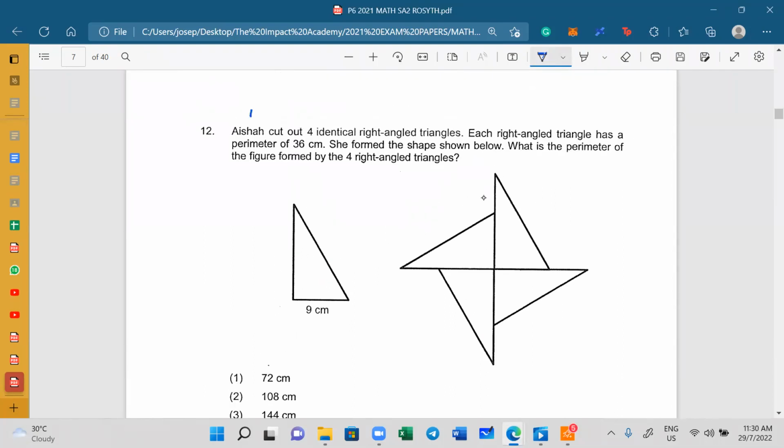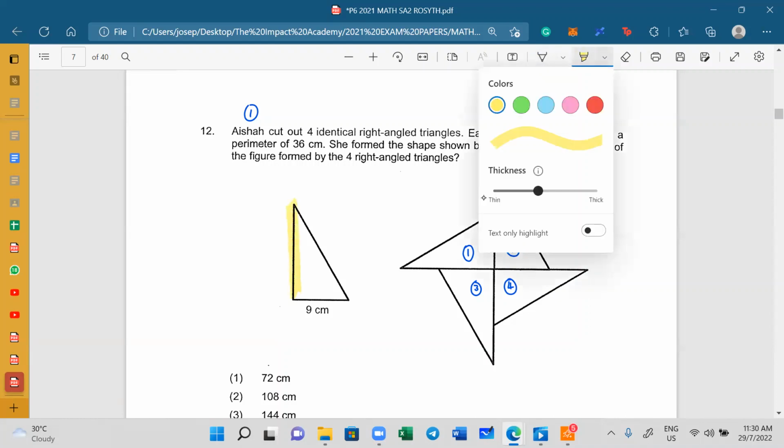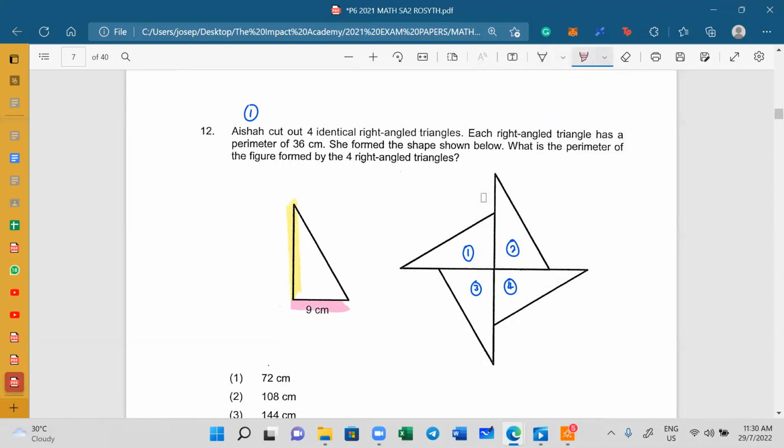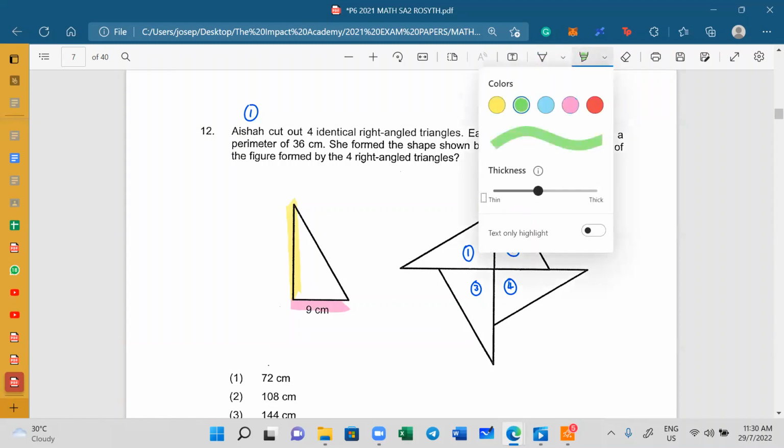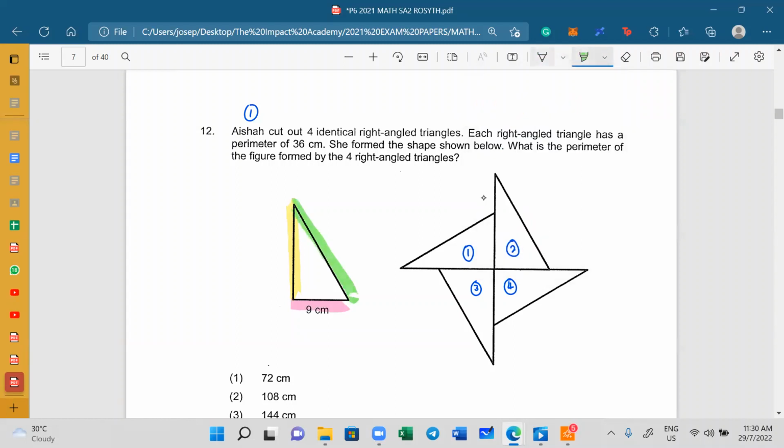It says that Ayasha cuts out 4 identical right angle triangles. Nothing much to write. We can see that 1, 2, 3, 4, so maybe we can call them 1, 2, 3, and 4. Each one of them has a perimeter of 36 centimeters. So if I add this plus the base, this will give me 36.